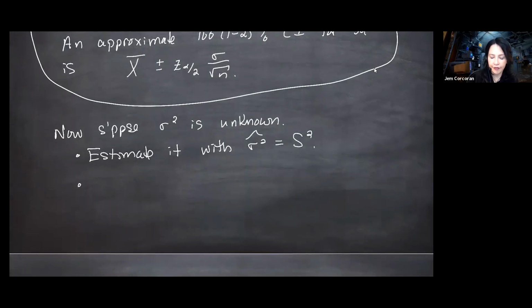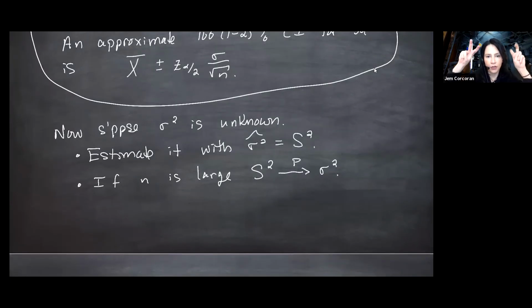Okay, so if n is large, then s squared always converges in probability to sigma squared. So it is, in some sense, getting close to sigma squared. And so if you have a large sample from a normal distribution or not normal, then we can put in the s squared in place of sigma squared for large n and call it approximately good. This is not interesting to me. I want to find the exact distribution, which is the next example.